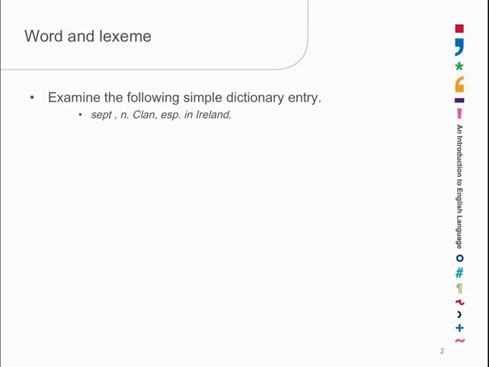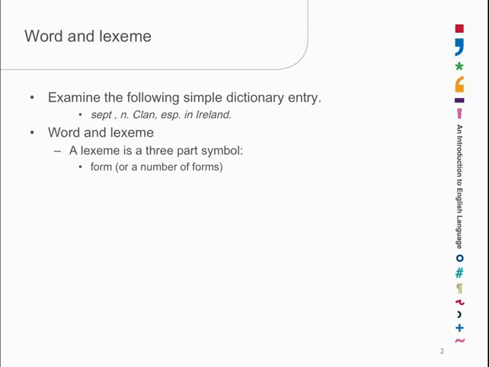So let's suppose that a lexeme is a three-part symbol, and the three parts are the form of the word, which later on we'll find that some words have more than one form, and that lexemes have syntactic categories, and that they have meanings. Sometimes, just as an aside, dictionaries also tell you about some of the usage properties of a word, that is, where you're allowed to use it socially. If you see at the end of a word vulg with a full stop, then it's a word that you shouldn't use in polite company.